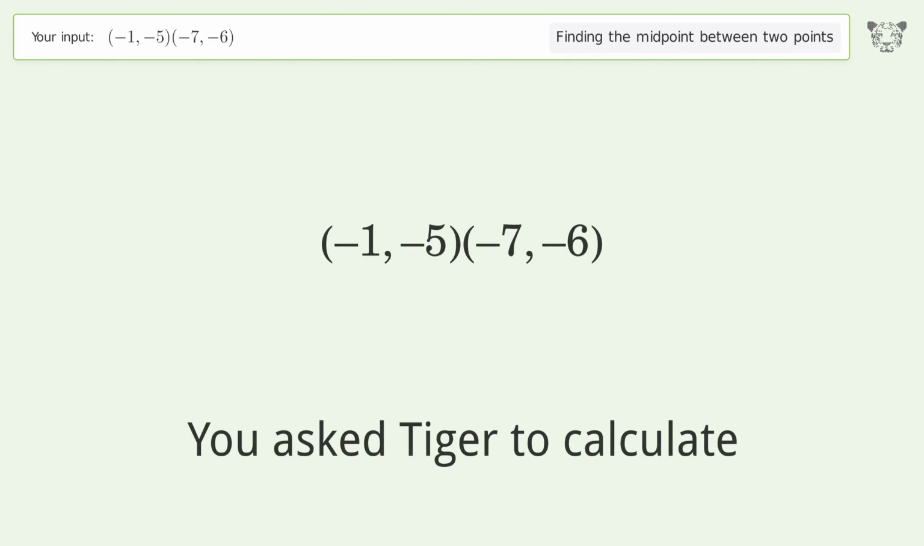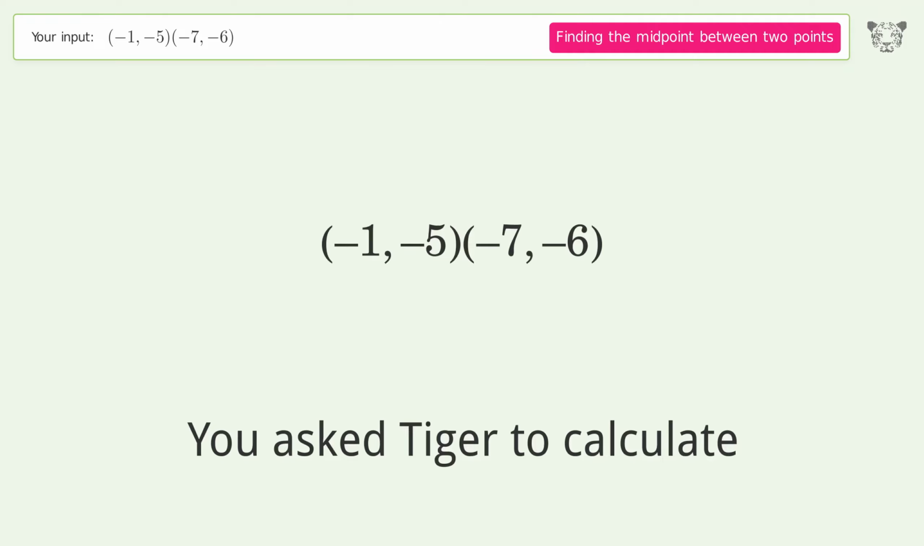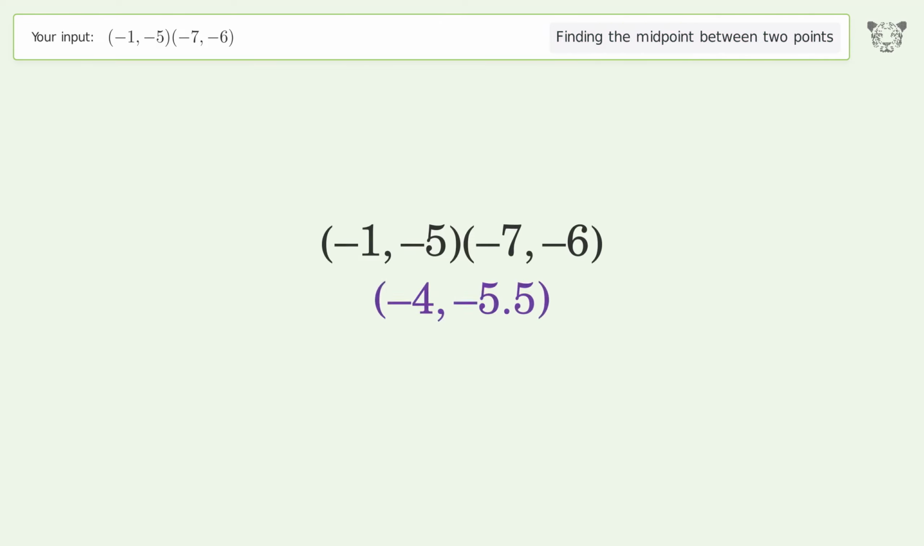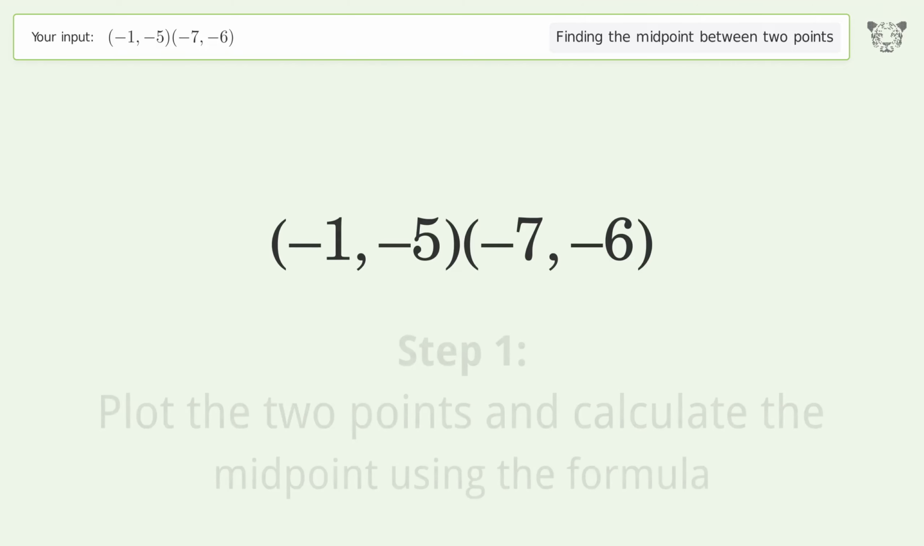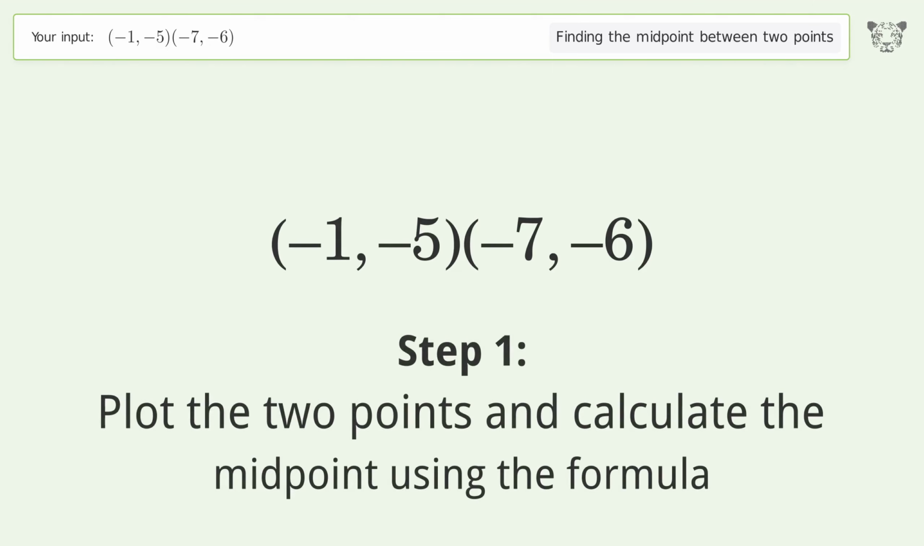You ask Tiger to calculate. This deals with finding the midpoint between 2 points. The midpoint between the 2 points is -4, -5.5. Let's solve it step by step. Plot the 2 points and calculate the midpoint using the formula.